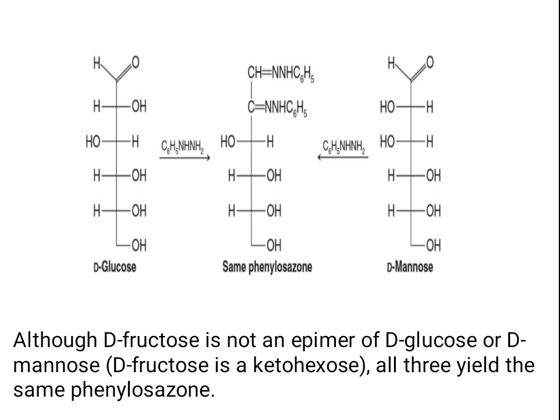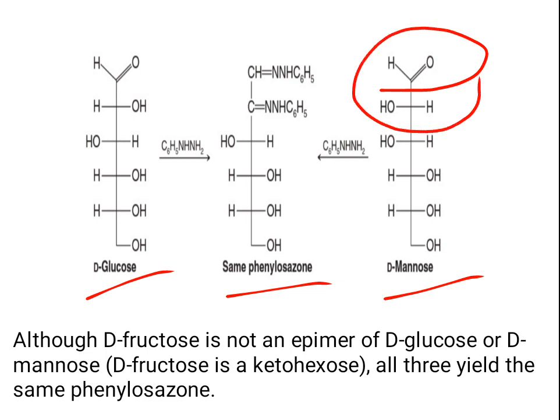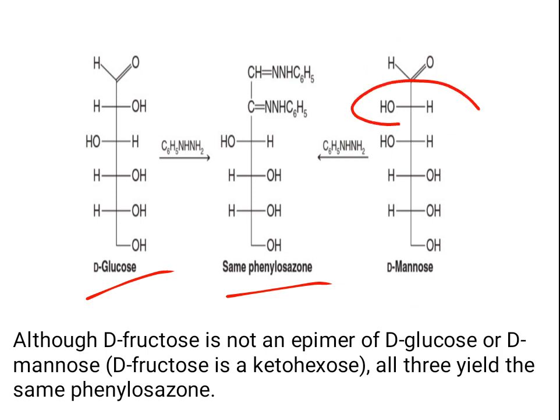This is the structure of the phenyl osazone in case of D-glucose and D-mannose. One of these carbons is losing its chirality. That's why D-mannose and D-glucose both give the same phenyl osazone. Although D-fructose is not an epimer of D-glucose or D-mannose, D-fructose also gives the same osazone, and these three give the same phenyl osazone.